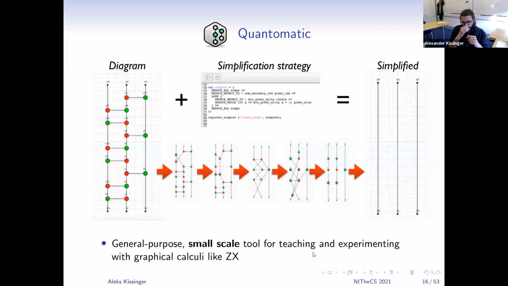with things like ZX. And the reason I say small scale is that because it's general purpose, the ways that we do this rewriting don't scale beyond, let's say, maybe a few hundred spiders before you start having to wait quite a long time for this kind of thing to work.